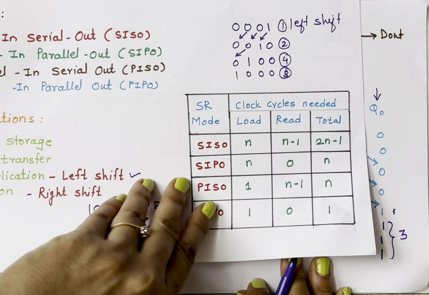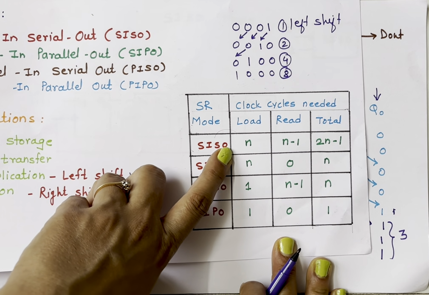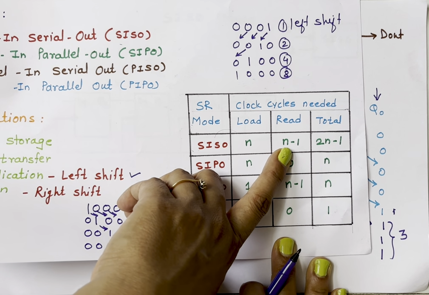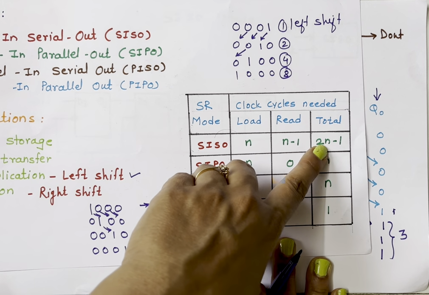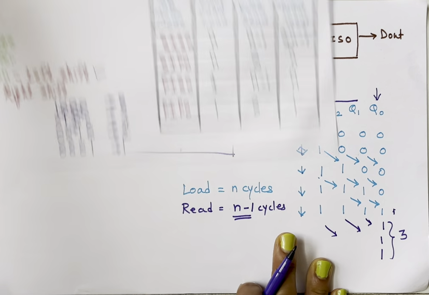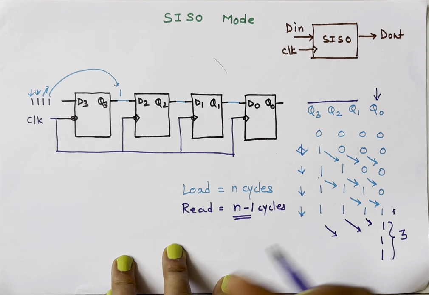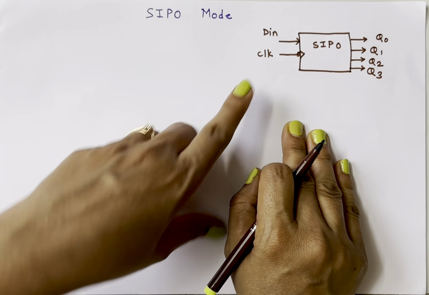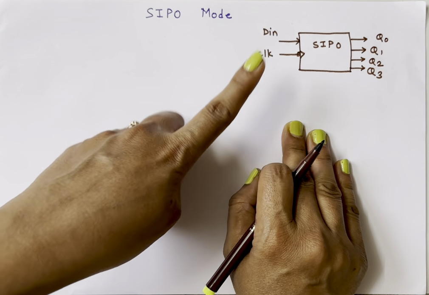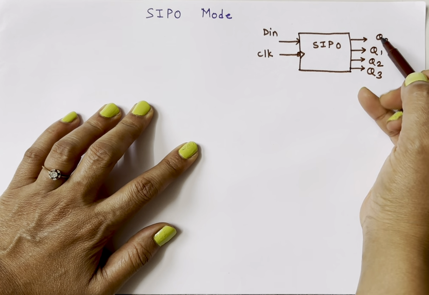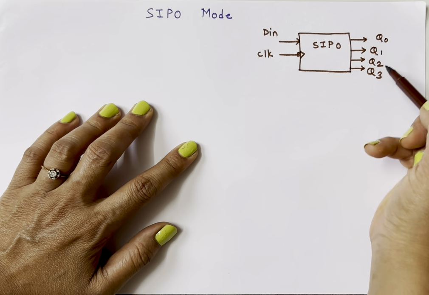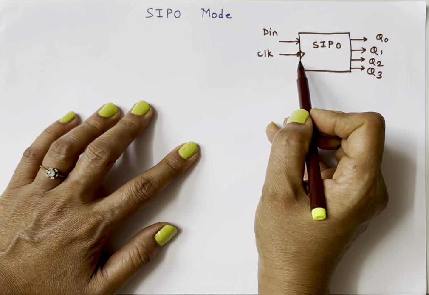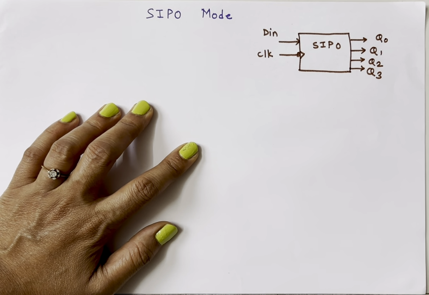So here, as explained in the first table, in serial out shift register, for loading n clock cycles are required. For reading n minus 1 clock cycles are required, and total n plus n minus 1, that is 2n minus 1, clock cycles are needed. Now let's discuss serial in parallel out. So the next mode is serial in parallel out. Data enters serially, so there is only one data input and data comes out parallelly. So we have 4 outputs, Q0, Q1, Q2 and Q3, because this is our 4-bit shift register, and one more input is the clock input.